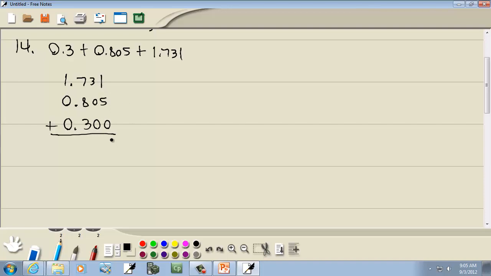Now we're just going to add just like normal. So 1 plus 5 is 6. 3 plus 0 is 3. 7 plus 3 is 10, plus 8 is 18. So we put the 8 and we carry the 1. 1 plus 1 is 2. And our answer would have the decimals straight below where it is in the line up here. So our answer would be 2.836.